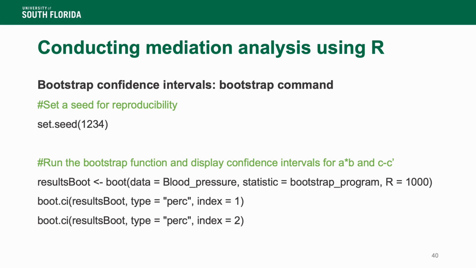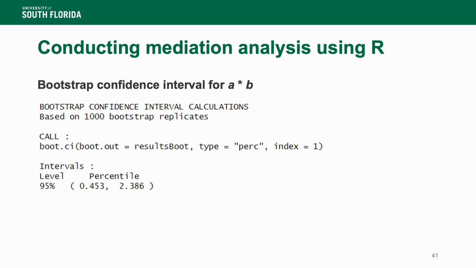Then after we specify this boot function and save the results from this boot function under the name results boot, we can ask it to return the confidence intervals for A times B and C minus C prime. Here we see the bootstrap confidence interval for A times B. A times B was specified as the first quantity in the return function, so it's index number 1 when we run our boot.ci syntax.